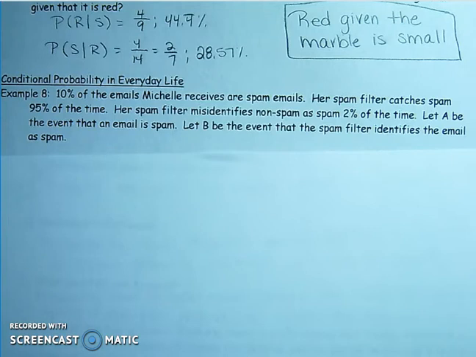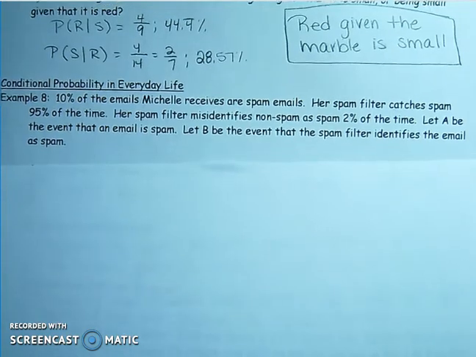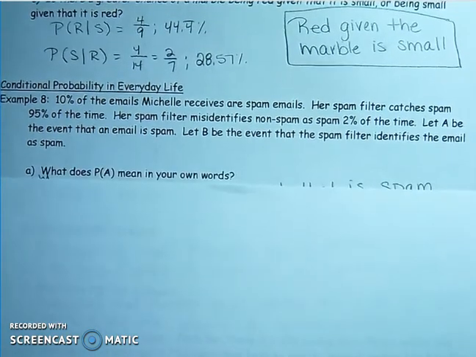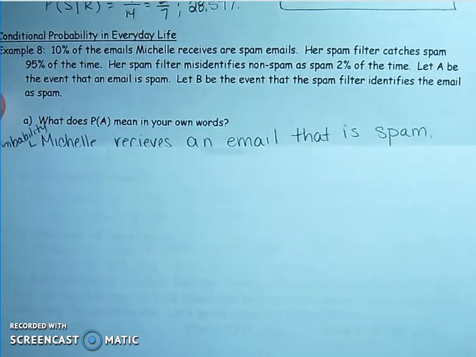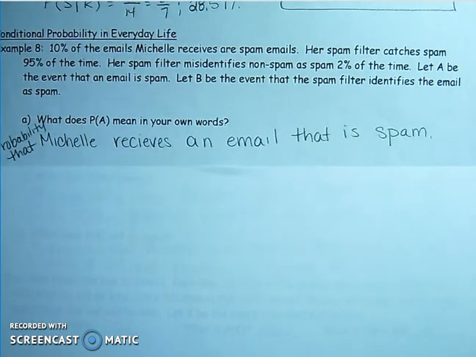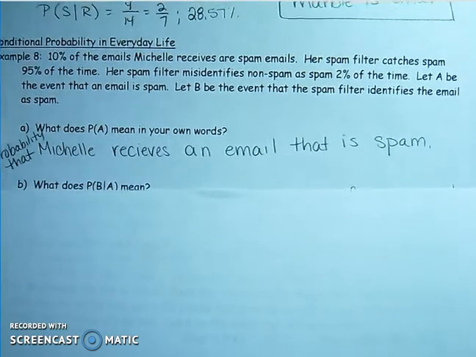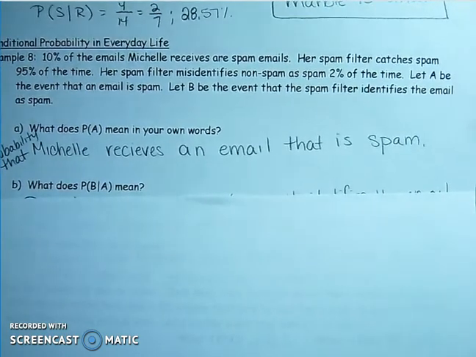Let A be the event that the email is spam, and B be the event that the spam filter identifies it as spam, meaning it identifies it correctly. Question A asks, what does A mean in your own words? Well, it tells you that A is the event that the email is spam. So in my words, it's the probability that Michelle receives an email that is spam. Easy peasy. Question B, what's the probability of B given A?